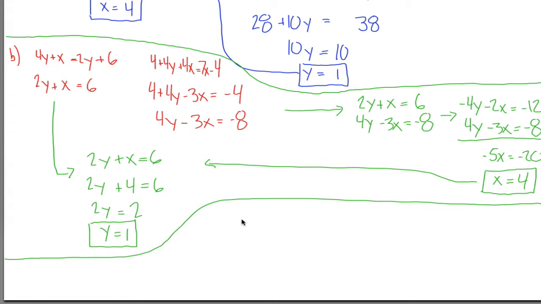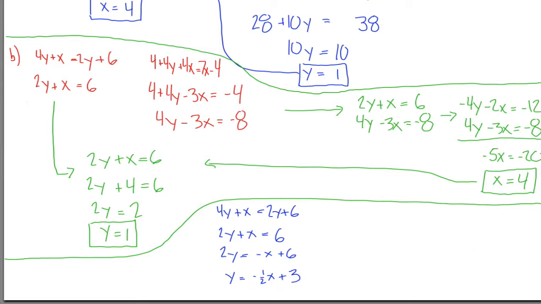I guess in blue, I'll take my first equation, which was 4y plus x equals 2y plus 6, and I'll solve this for y. Subtract 2y from both sides, you get 2y plus x is equal to 6. Subtract x from both sides, you get 2y equals negative x plus 6. And finally, divide both sides by 2, you get y equals negative 1/2 x plus 3. This I can graph.